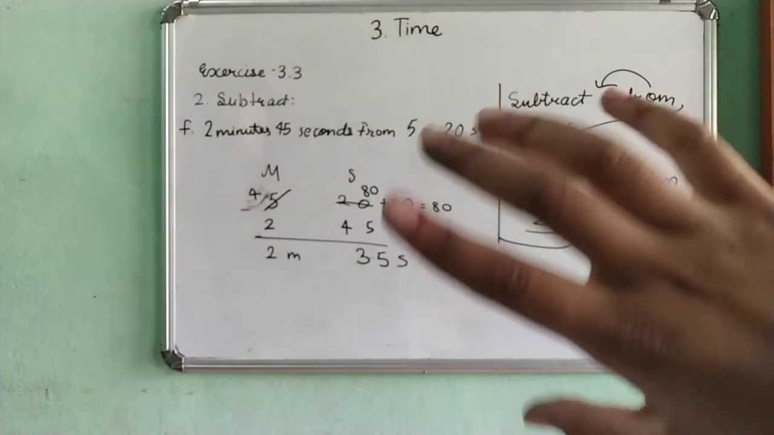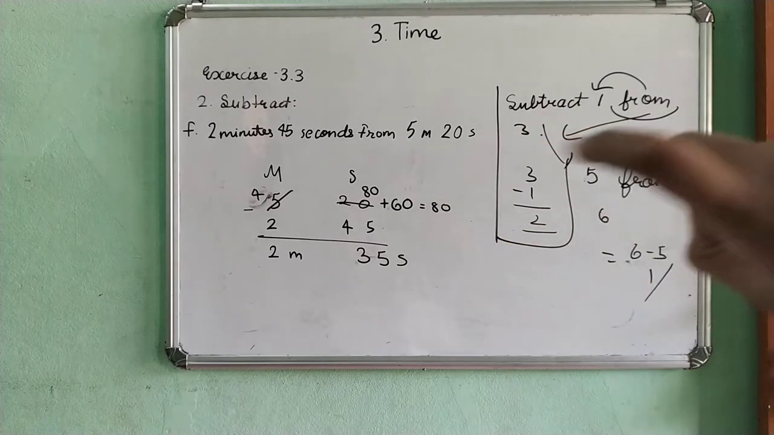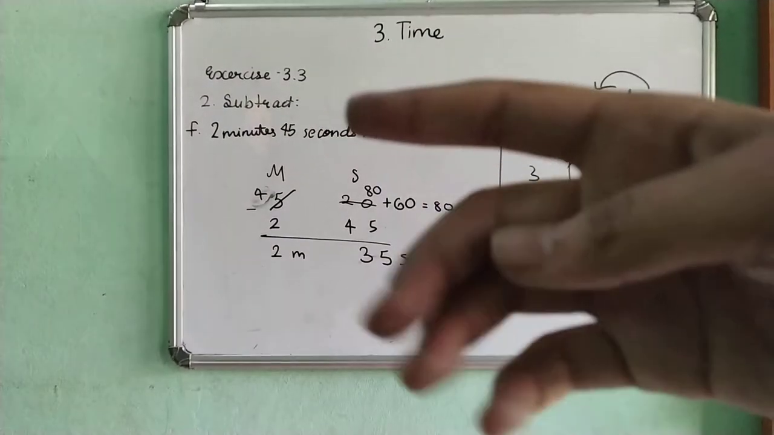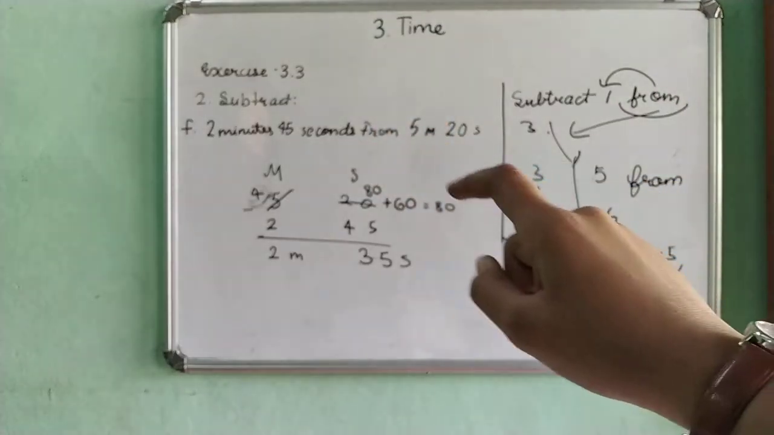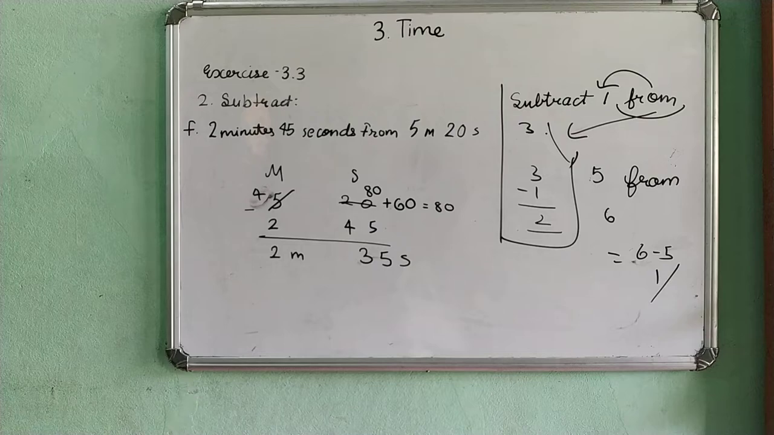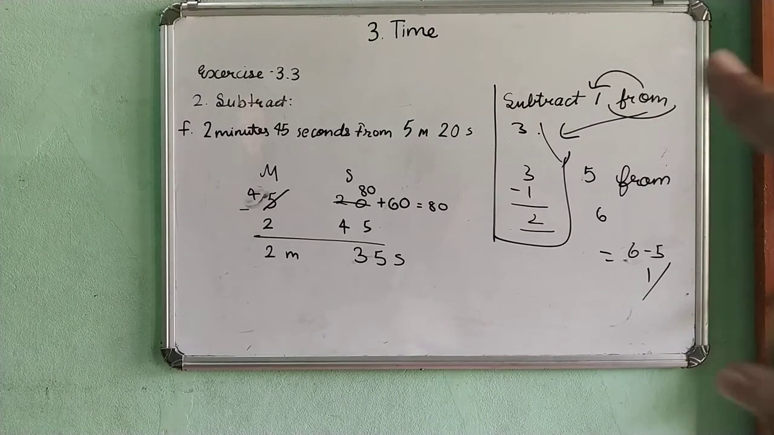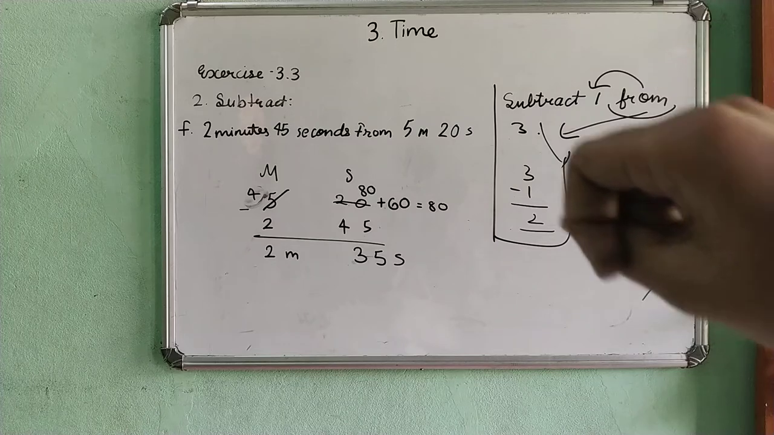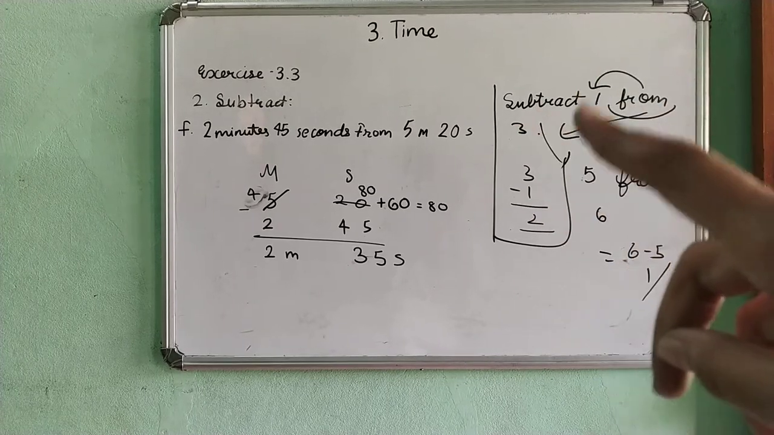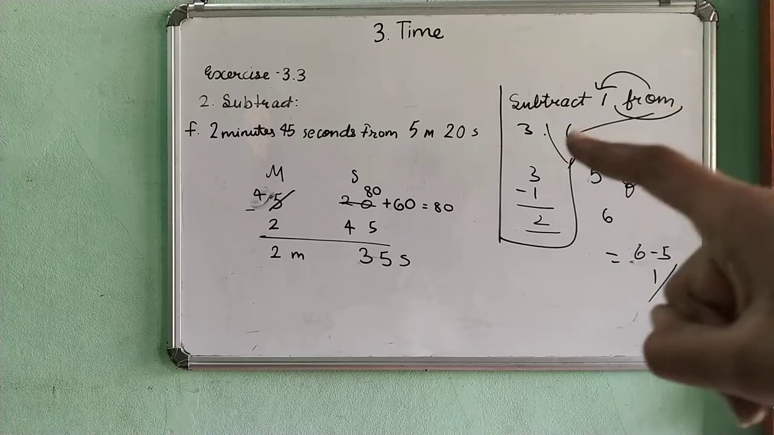So see here, subtract 2 minutes 45 seconds from 5 minutes 20 seconds. This is your question, right? Here you have to put minutes columns, but here it says "from." So this word is used. See here, at this column, subtract 1 from 3 means 3 minus 1. Now again I will explain as I told you. It means this number you have to subtract from this number. This "from" is coming because of that method.